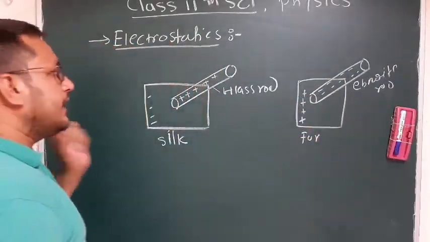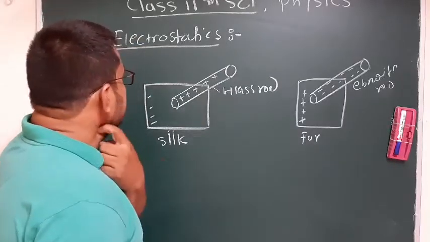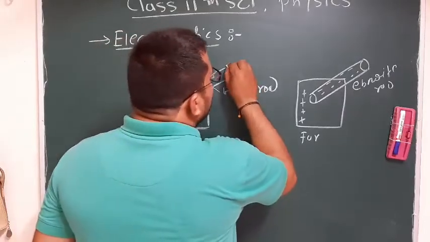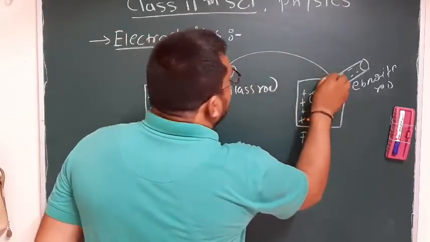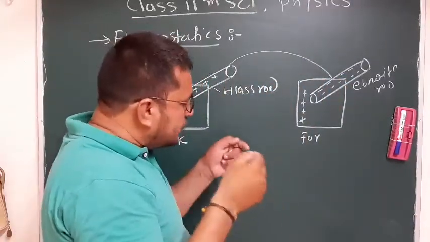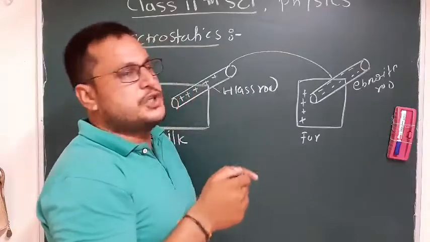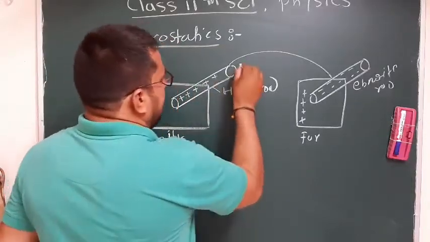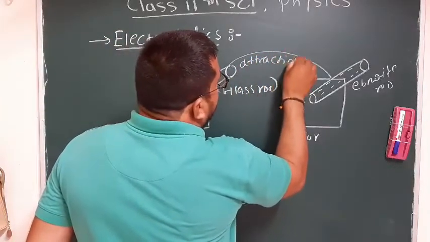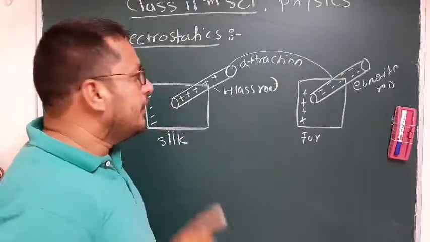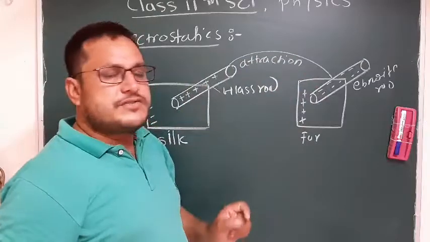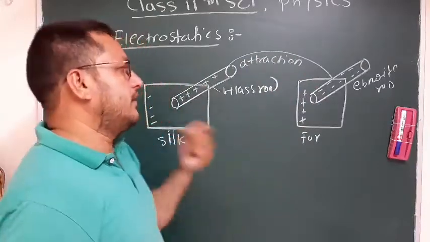Okay, now see the behavior of these electrical charges. If we try to move these rods near to each other, then we will feel a force of attraction. Why? Because of unlike charges. Positive and negative charges attract each other.